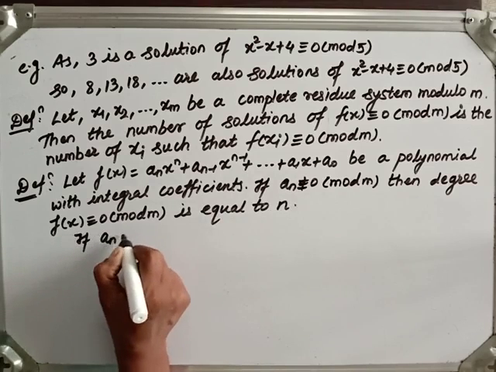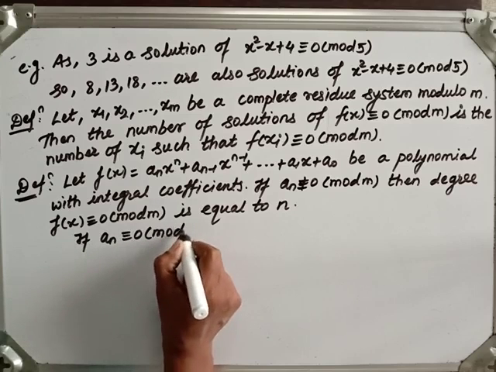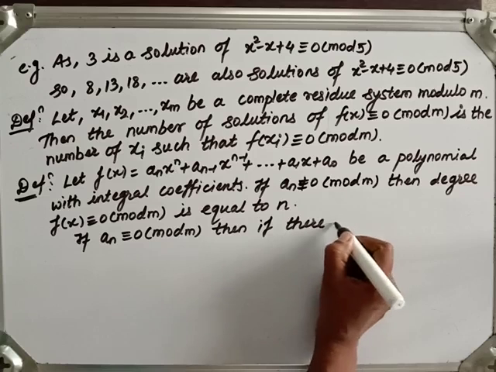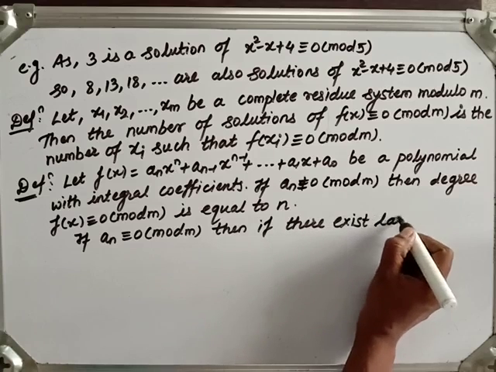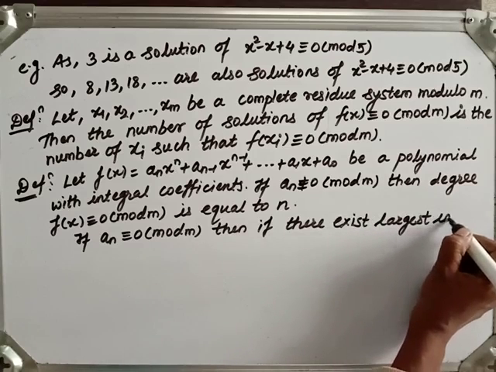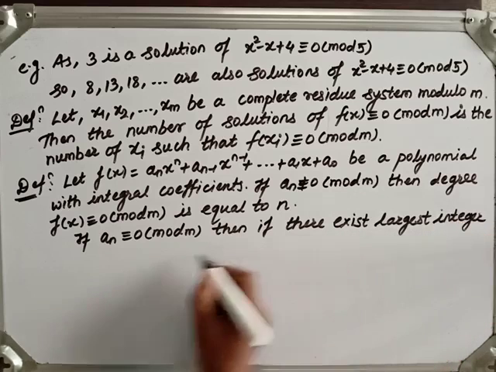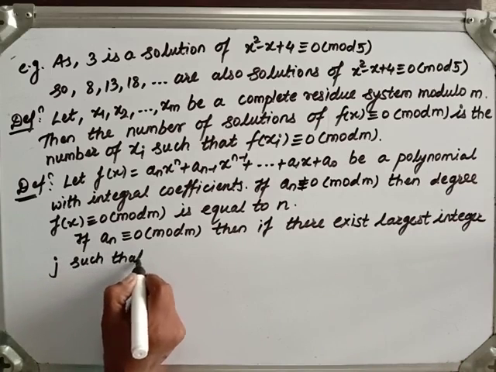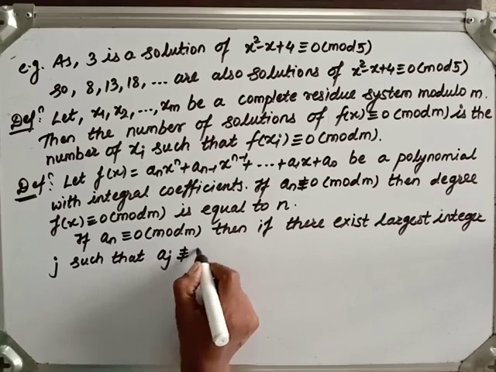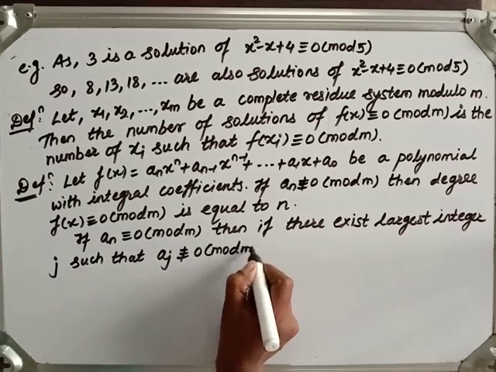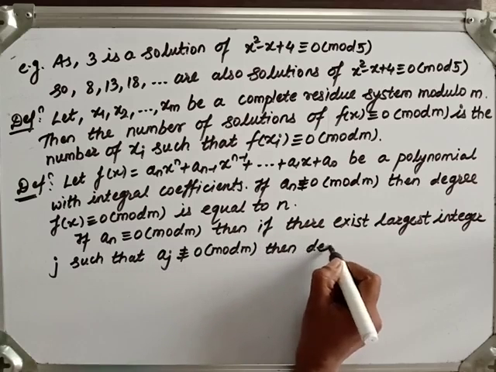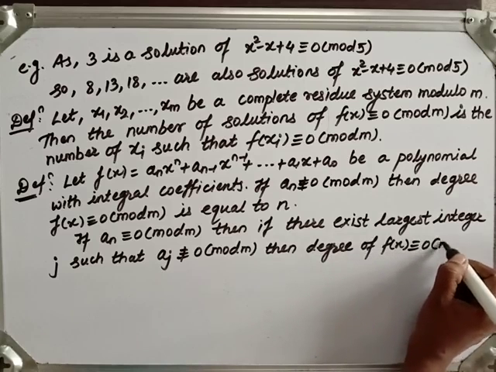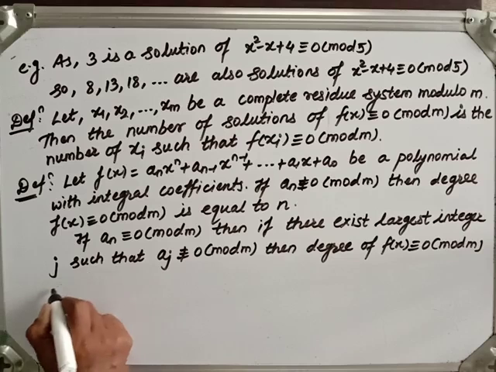If a_n is congruent to 0 modulo m, then if there exists a largest integer j such that a_j is not congruent to 0 modulo m, then the degree of the congruence equation f of x congruent to 0 modulo m is equal to j.